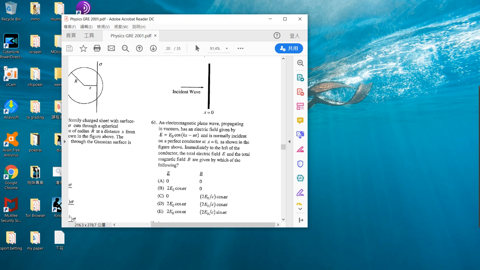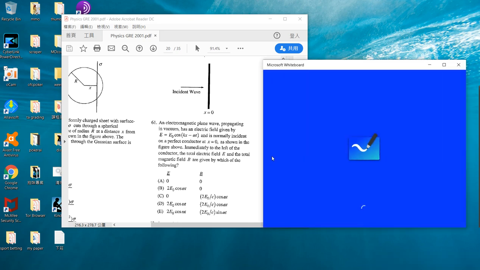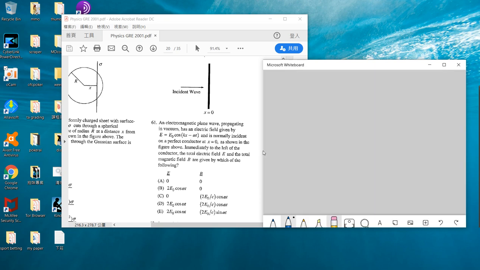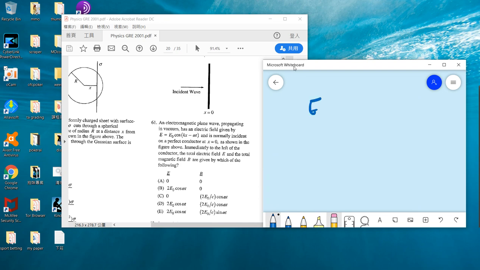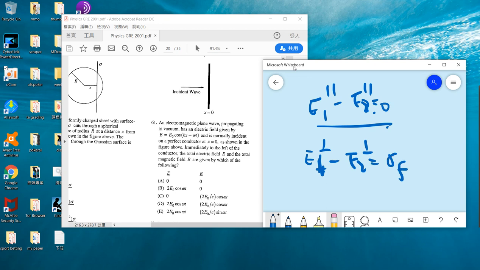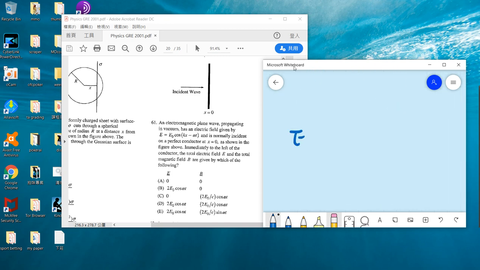Okay, so for the conductor, basically, you need to remember the boundary condition for the electric field. For the conductor, the tangential component must be continuous, and the normal component changes by just the free charge. Okay, so the plane wave is traveling in the x direction because this is x equals 0, right? And the E can be viewed as in the z direction. Okay, so we can have this.